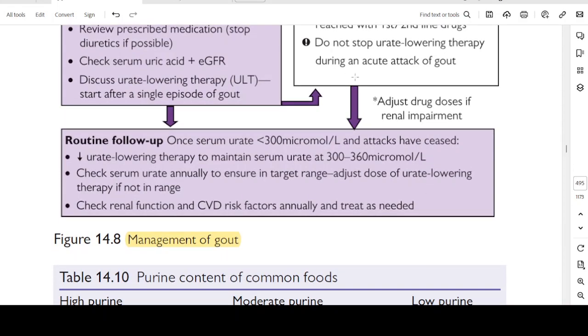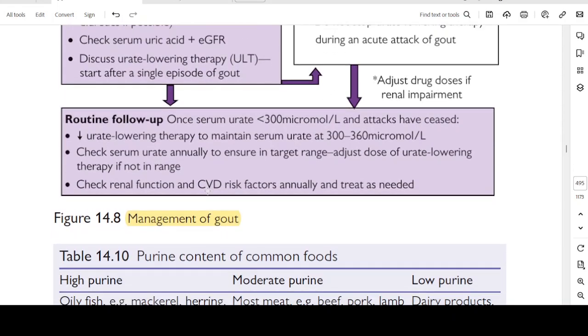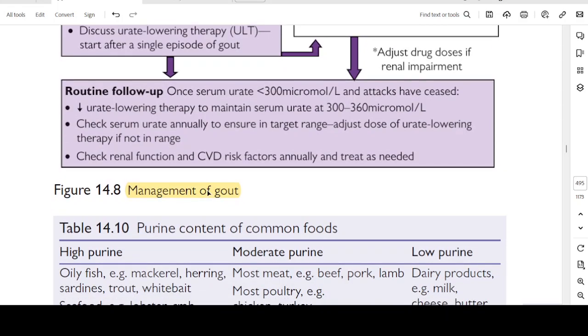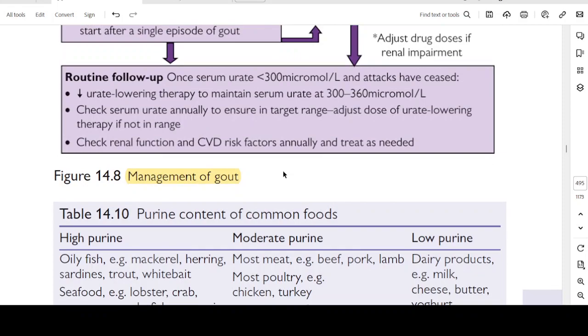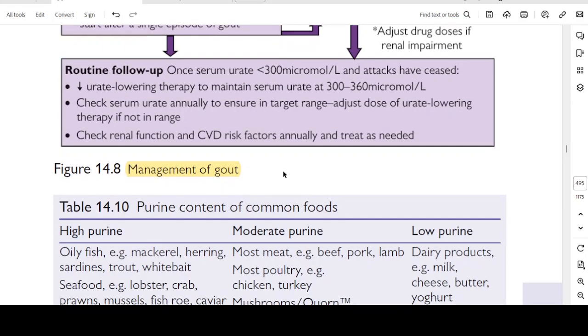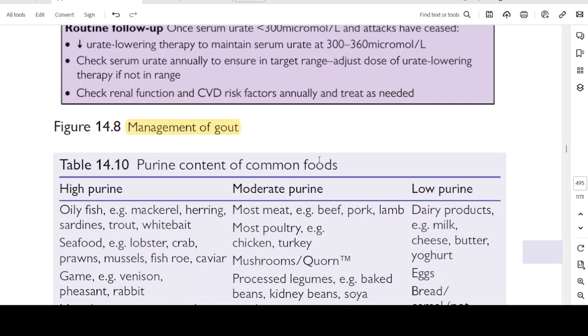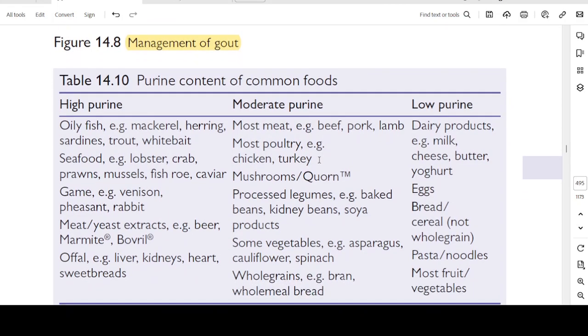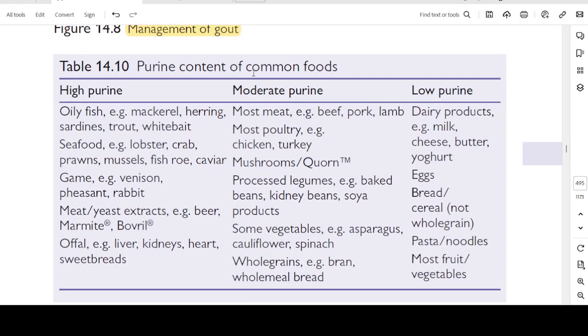So after starting a urate lowering therapy, again there will be a routine follow-up, and serum urate level should be less than 300 micromoles per liter. An attack should have ceased. Then you have to reduce the urate lowering therapy to maintain serum urate level at 300 to 360. Management of gout, that was the flow chart. And next, purine content of common foods.